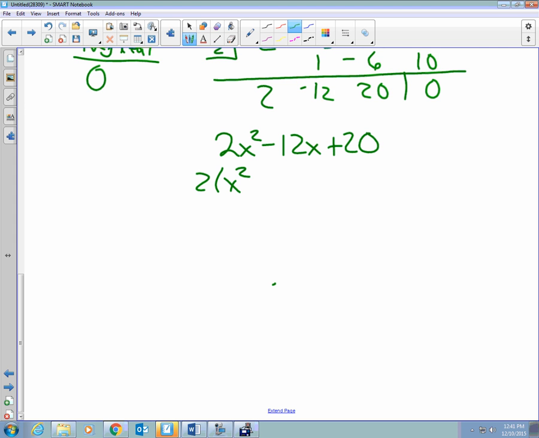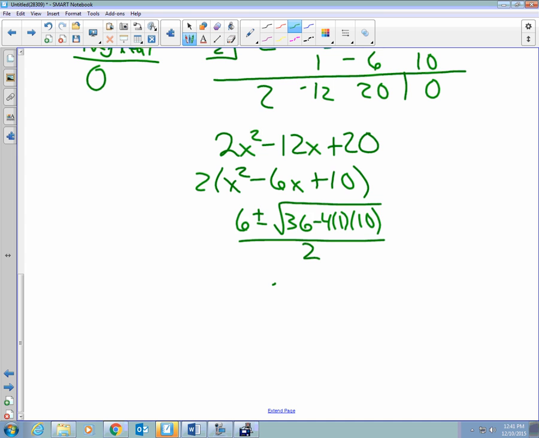Factor out a 2. Does x squared minus 6x plus 10 factor? No. So I have to use the quadratic formula. Get my discriminant. Discriminant is the part underneath the radical. Negative 4 squared, negative 4. 2i, so 6 plus or minus 2i over 2. So 3 plus or minus i.